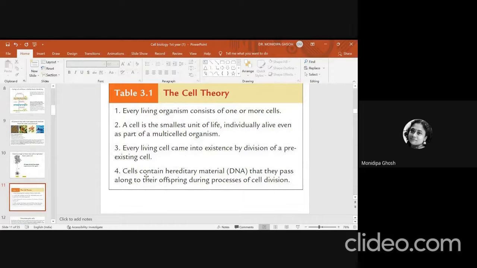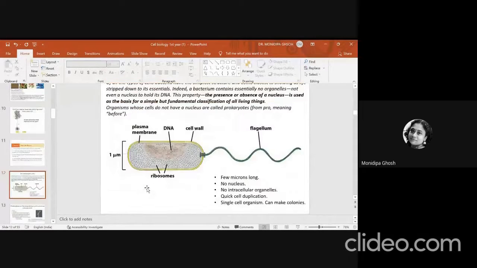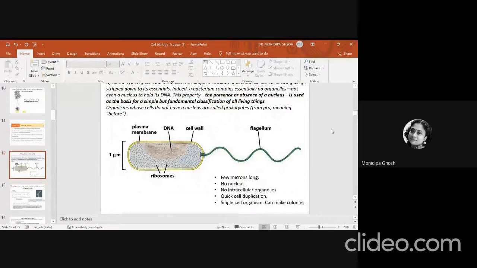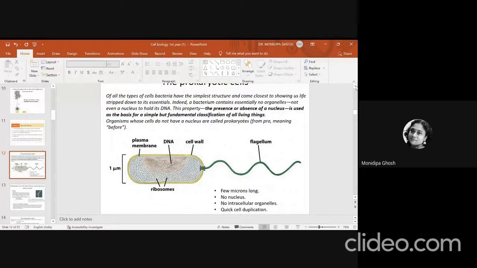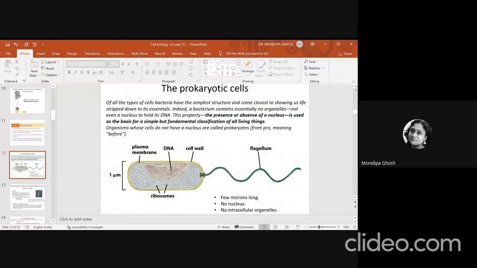Point number 4 is that cells contain hereditary material, mainly the DNA, that they pass along to their offspring. Offspring means their children, the next generation cells which have evolved by division of the parent cell. So during cell division, DNA as the hereditary material is passed from one generation to another. These 4 points compose the cell theory. If a question comes, what is the cell theory, mostly of 3 or 4 marks, then you have to write the cell theory of 1, 2, 3, 4 points.